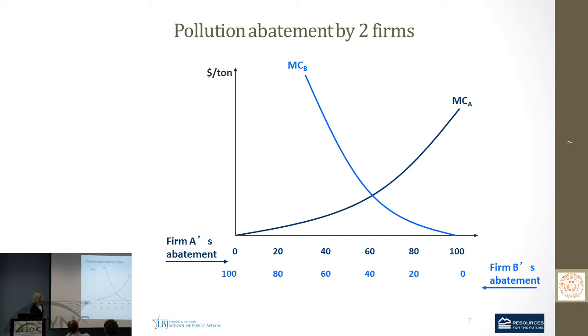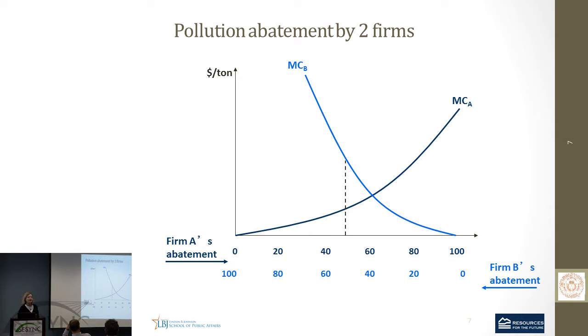Okay, so now let's start with the intuitive place to go. I'm a regulator. I've got to reduce pollution by 100 tons of abatement. I've got two firms. One very fair place to start would be to just split it 50-50. Let's say firm A, you have to abate 50 tons, and firm B, you have to abate 50 tons. And so I'm going to draw this line at the 50-50 distribution of pollution control.